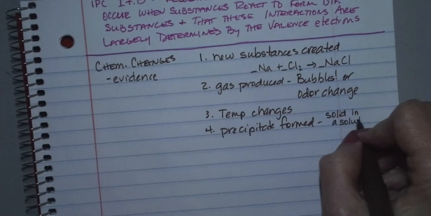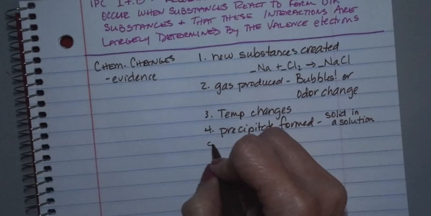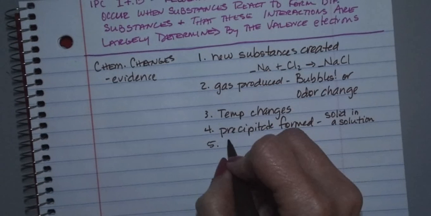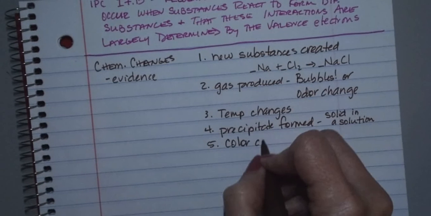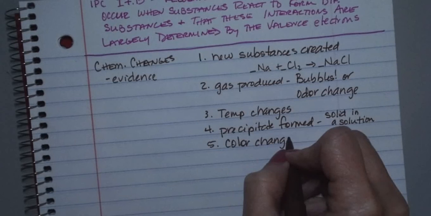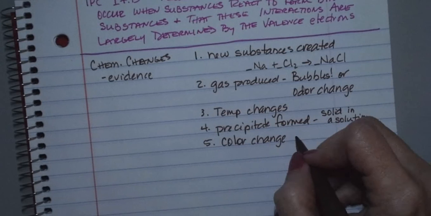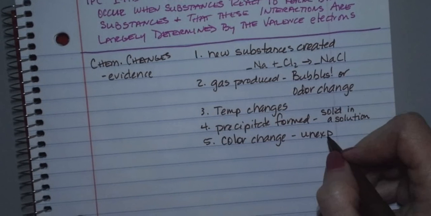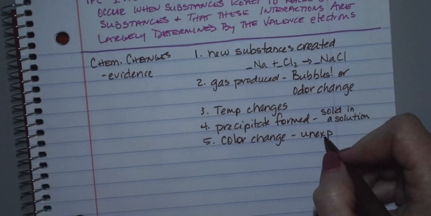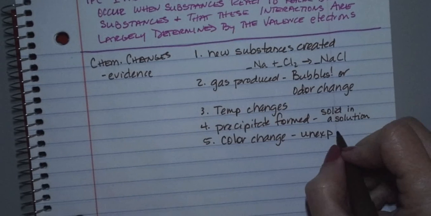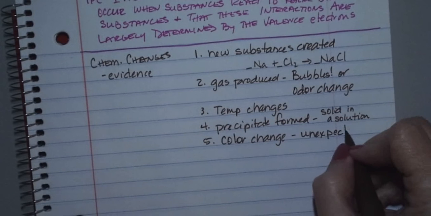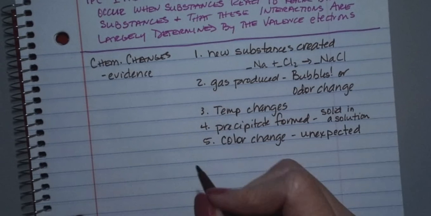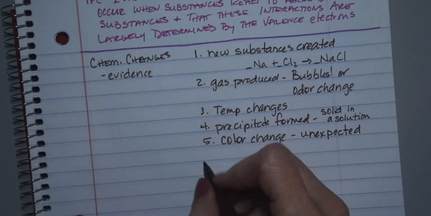The fifth thing you look for is a color change. And when I say color change, I don't mean, oh, well, I put blue food coloring in the water and it turned blue. This is an unexpected color change. Like when I put a blue substance together and a yellow substance together, all of a sudden I get orange. So we're looking for an unexpected color change here. And then the last thing we look for is some kind of light produced. That would be an example of a chemical reaction.